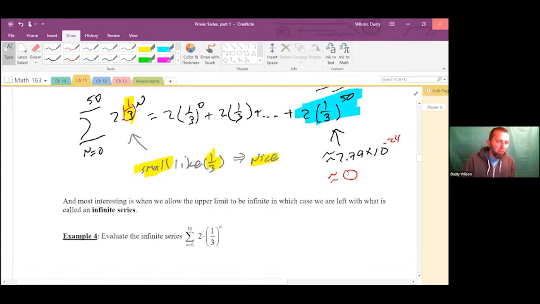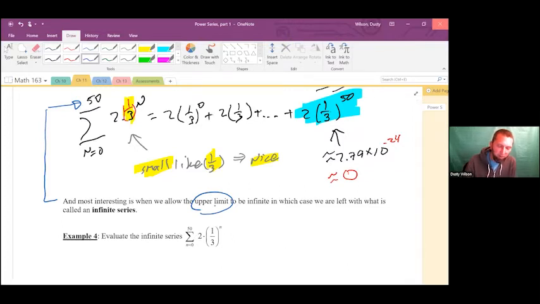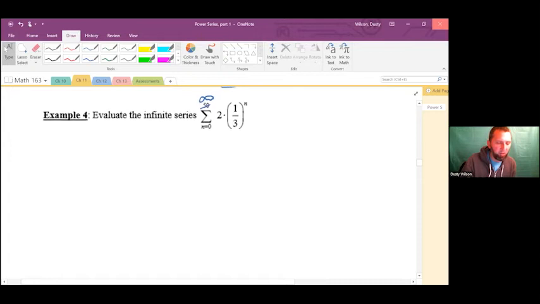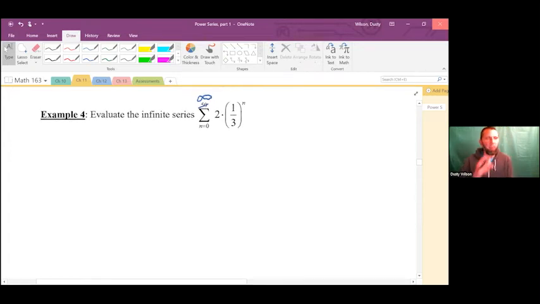So in the last couple of examples, we were letting that upper limit stop at some number like 50. It could have been 500. It could have been 5,000. But what's more interesting is when we allow that upper limit to be infinite. So, oh my gosh, I have so many typos. This is crazy. So instead of having this be an upper limit of 50, what happens if we have an upper limit of infinity? How would that work? So we've got to be a little bit creative, more than a little bit creative.